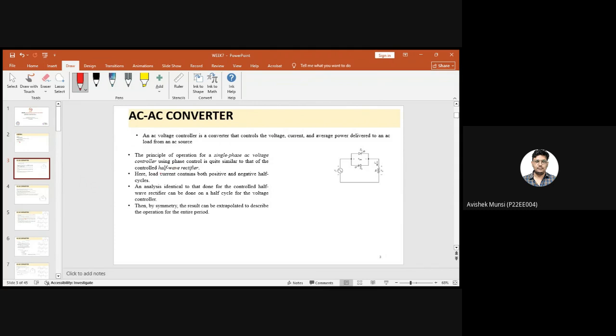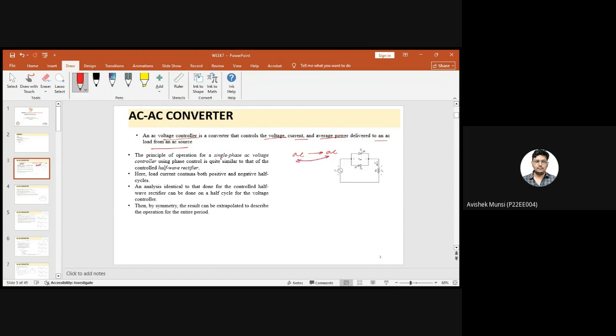So what is basically an AC to AC converter? An AC voltage controller is the converter that can control the voltage, current, and average power delivered to an AC load from an AC source. That means the input is AC and the output is also AC. So it is controlling the AC to AC. Okay. So the principle of operation.